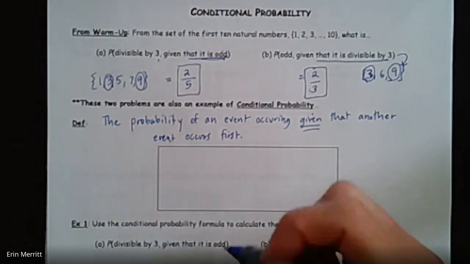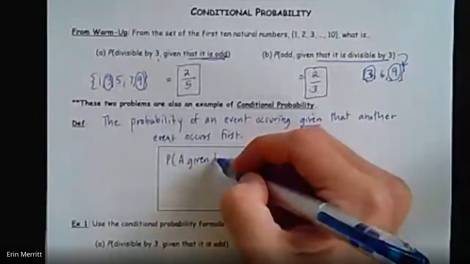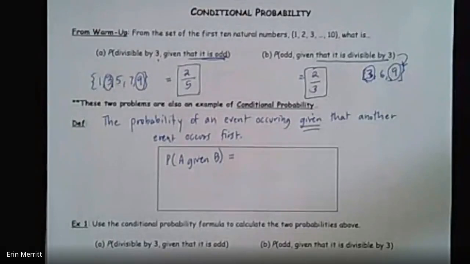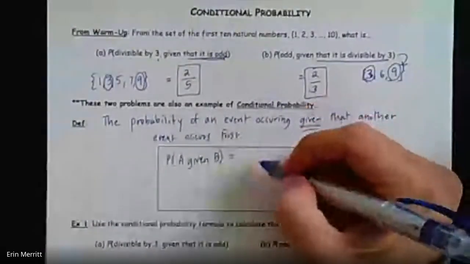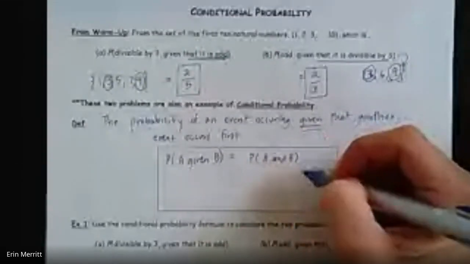So when we say probability of A given B, what it's actually equivalent to is the probability of A and B. So you have to have both of those things going on. But you have to divide it by the probability that it was in that given set in the first place. So divided by the probability of B.